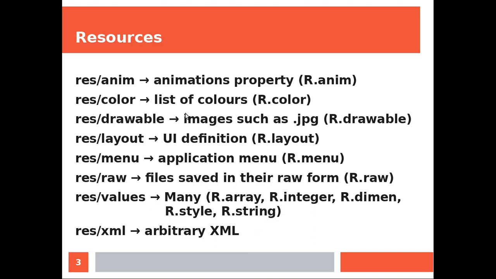Drawable: information about images such as JPEG or GIF, animated GIF, and so on. Again, you're going to be able to retrieve this information by analyzing this class over here. Layout contains the UI definition, and following the same logic, you need to analyze the R.layout class. Menu, application menu definition, and the class is R.menu. Raw, files saved in their own raw form, R.raw. And values contain a huge list of different objects. So you're going to be able to access array, integer, dimension, styles, CSS file and string, and so on. And XML, which describes arbitrary XML files.